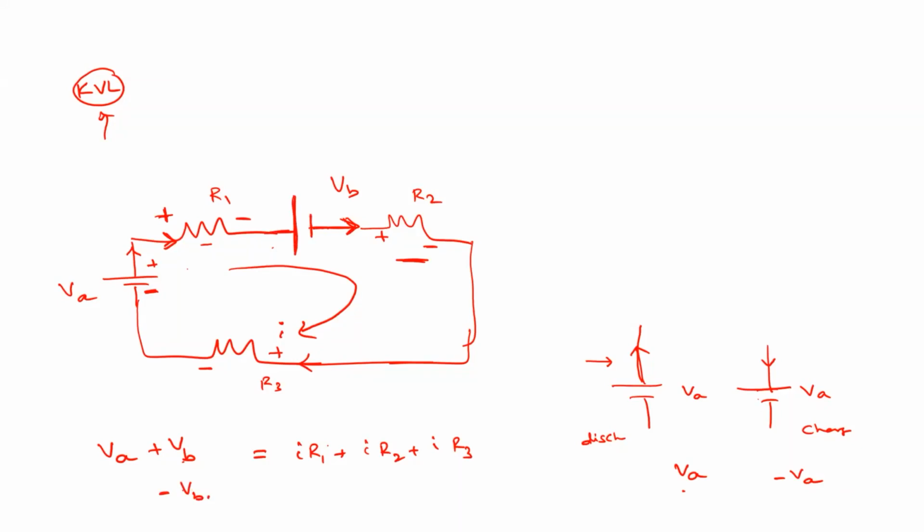Instead of plus VB, you have minus VB. For example, if this source is completely not there, then this will be 0. So VA equals I into R1 plus I into R2 plus I into R3.